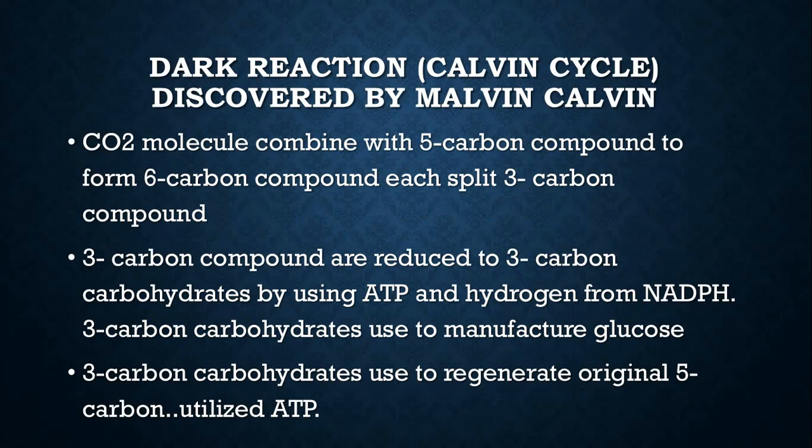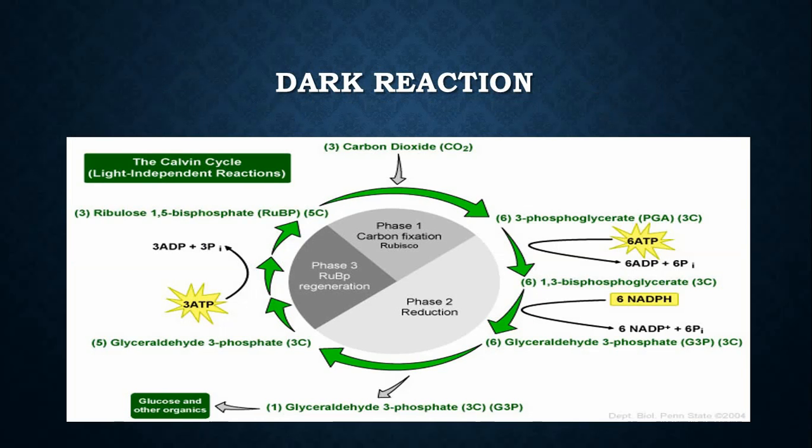Now next one is the dark reaction. It is also called the Calvin cycle, and it was discovered by Melvin Calvin, the name of a scientist. Now let's see the diagram of the dark reaction. There are 3 steps in the cycle. It is a light independent reaction, which means we call it a dark reaction.